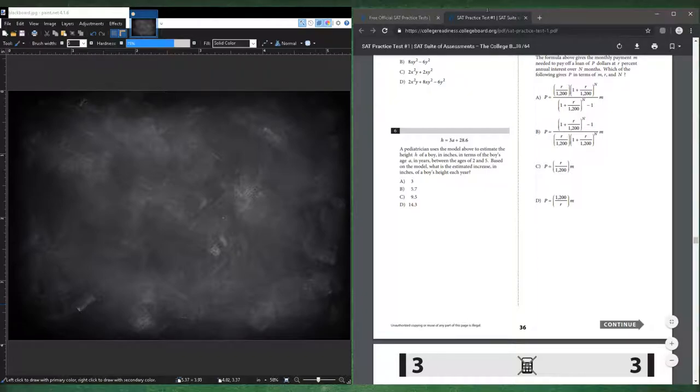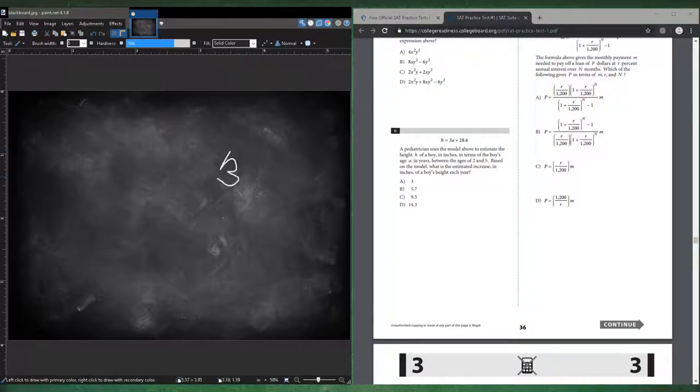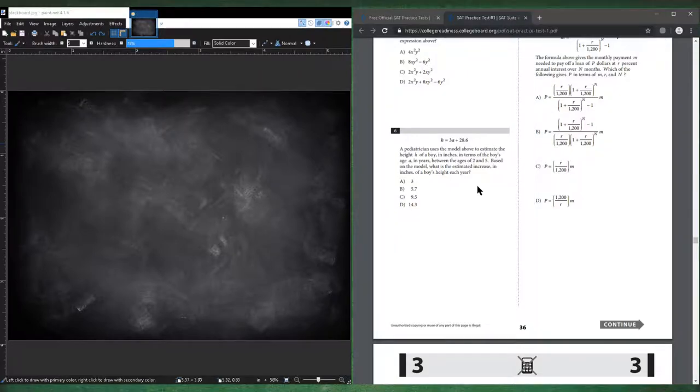If it ever says each year or per year, what it's referring to is a slope. And the only slope in this equation is 3. So the answer is just A. So the slope is equal to 3, which is just shown right here. This 3 is in front of the variable.